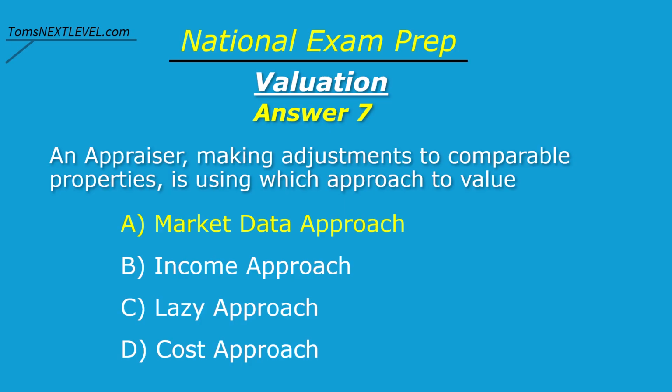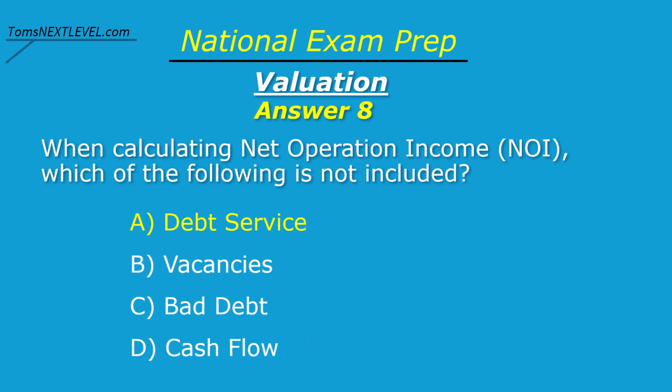Answer to 8 is A, debt service. I included this for a very good reason. This will be a question on your exam. When calculating net operating income, which of the following is not included in the NOI calculation? They always ask that. You'll likely get a question or 2 like this on the exam.